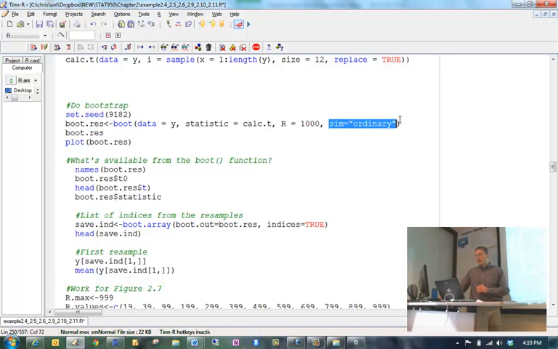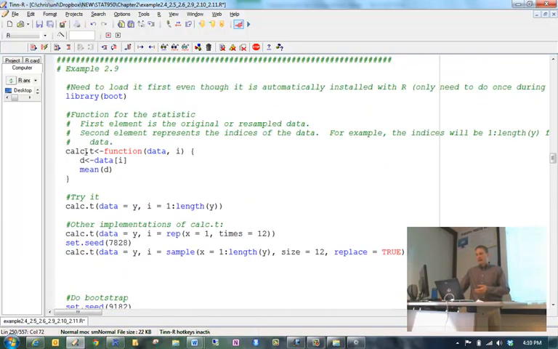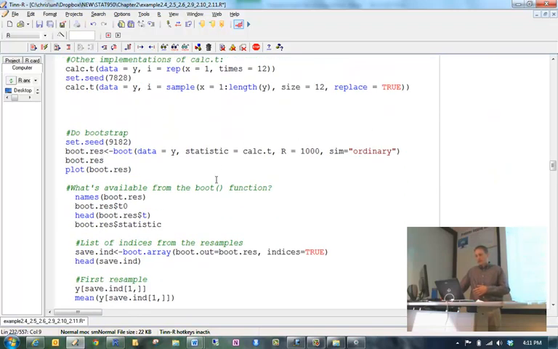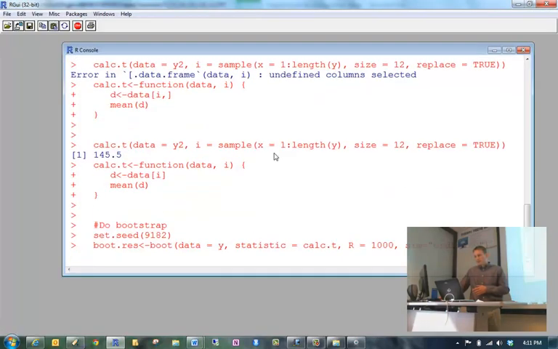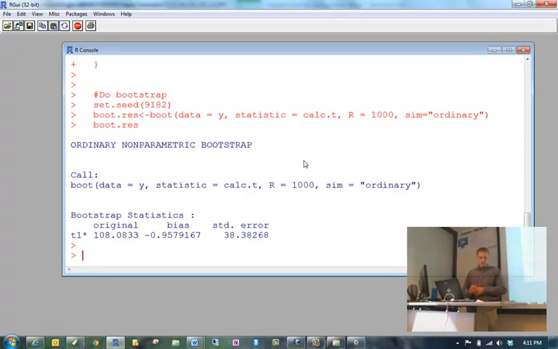Now there might be other times where you need to pass in other bits of information into this calc.t. You'll see some examples in chapter 3. But for now, this is it. That's all we need. So let's do some bootstrap. And this is what we get.